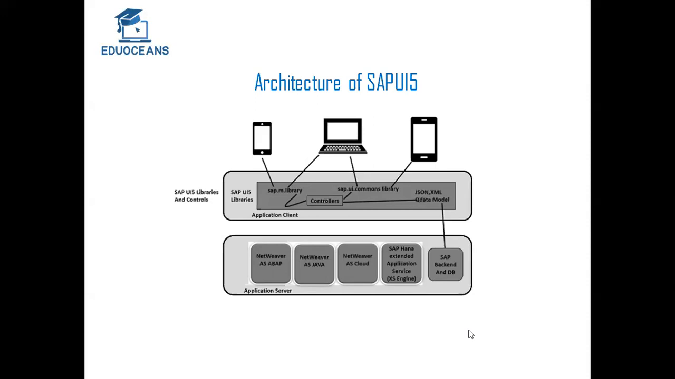Next comes the last layer, that is the application server layer. This layer is optional for SAP UI5. It is useful if I want to consume any OData services, or if I want to deploy the application on the system. So the NetWeaver Gateway and all the SAP systems, where I want to consume any kind of business data, I will be using this application server layer. So this is the simple architecture of SAP UI5.